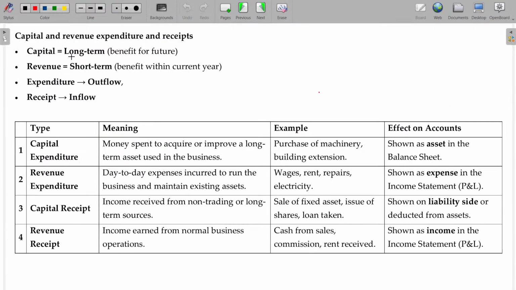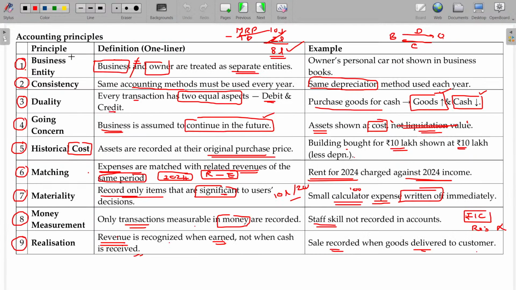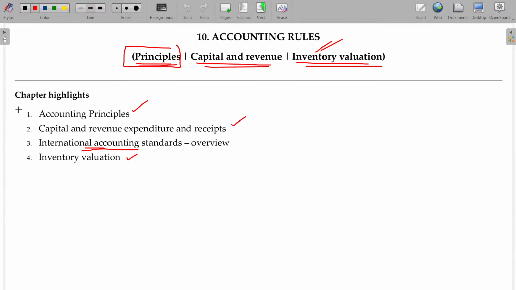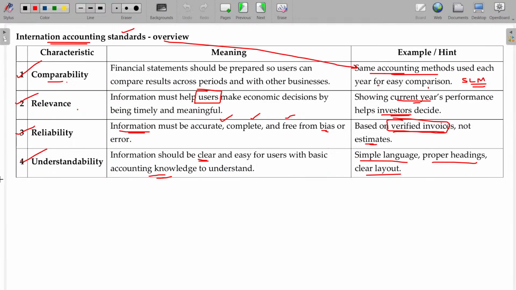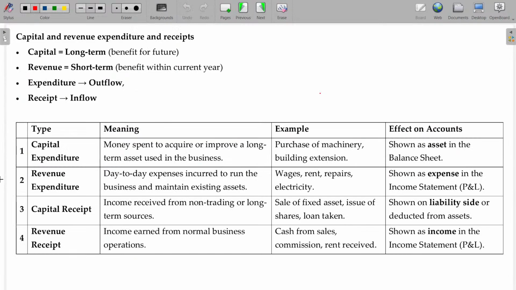Second set is over, but the third set is most important for your examination. So accounting principle, international accounting standard, inventory valuation. These are the 3 predominant aspects you have to be careful with so that you can score good marks in your examination. These 3 are most wanted, okay, for your examination purpose. Let's start with this one, second aspect.